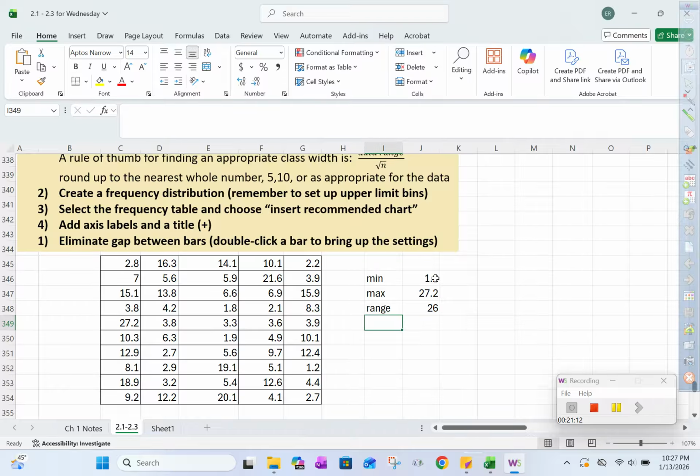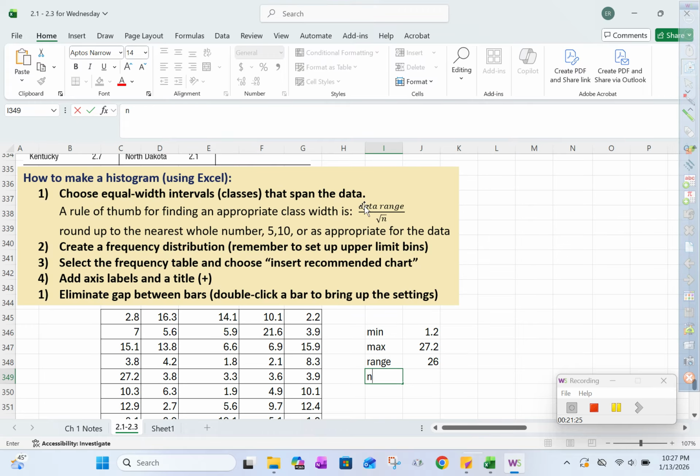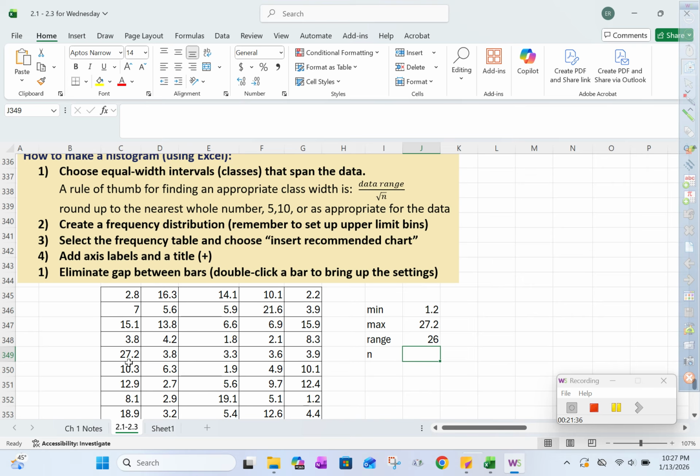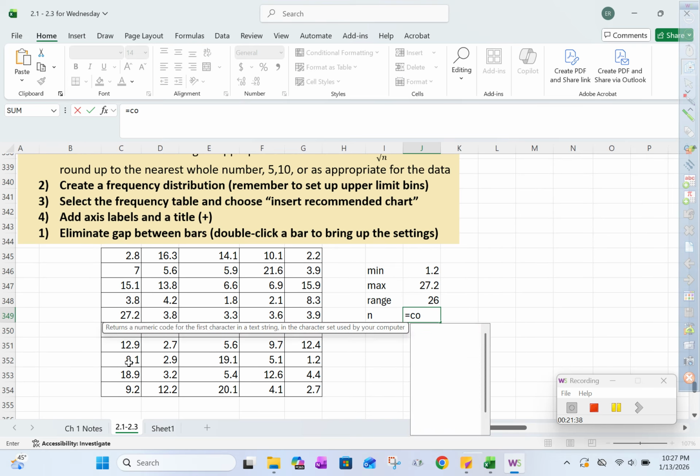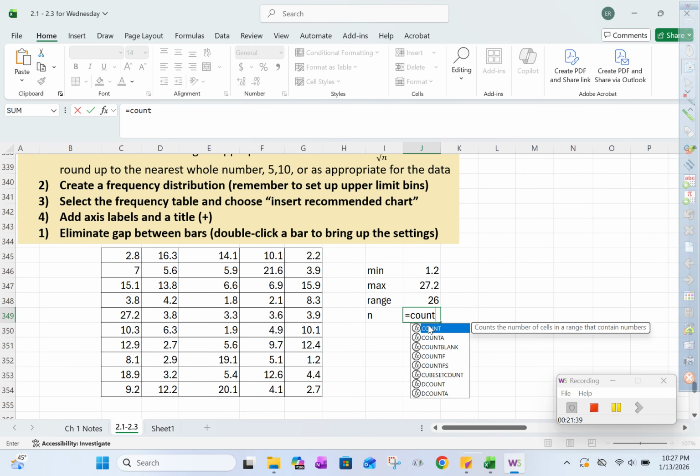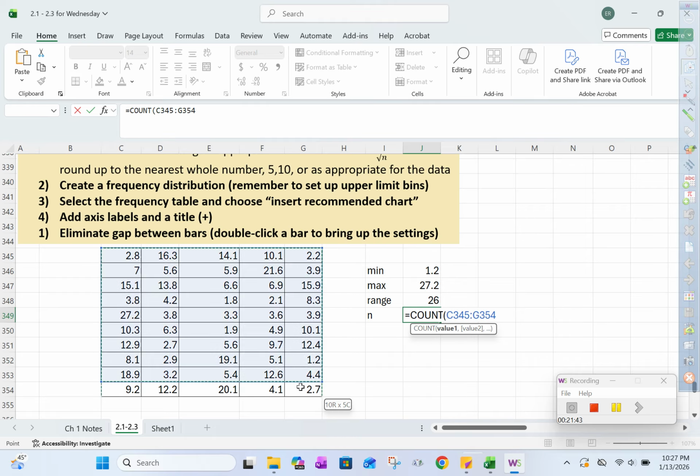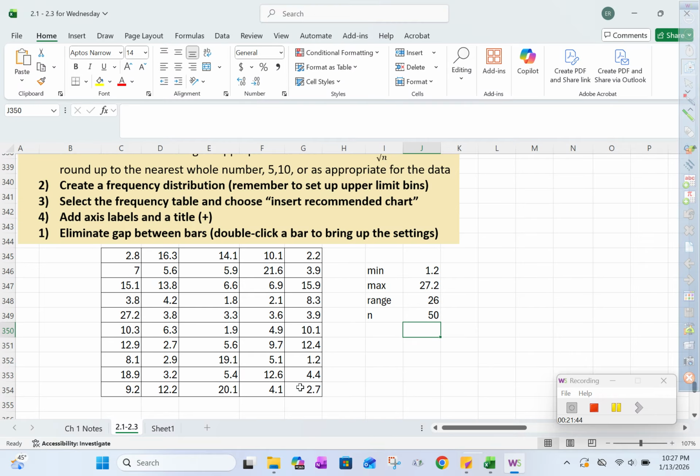Okay. Then, using our formula, okay, 26 is something that you can see why they counted by 5. They just went 0, 5, 10, 15, and so on to get to 30. Okay, but let's look at what this formula up here does for us. So we take that range and divide it by the square root of n. So our n was just the number of items here. Now, I know it's 50, but I wanted to remind you, you can use equals count and select the data, and it will count how many items there are for you.